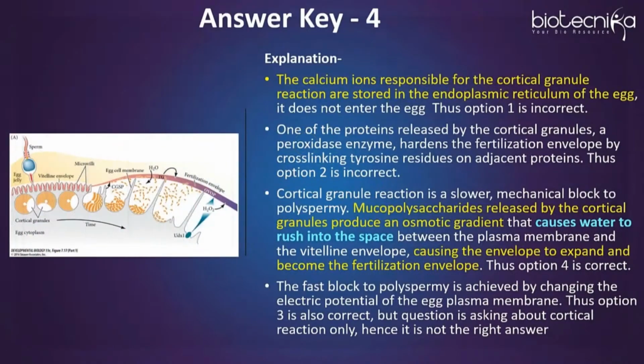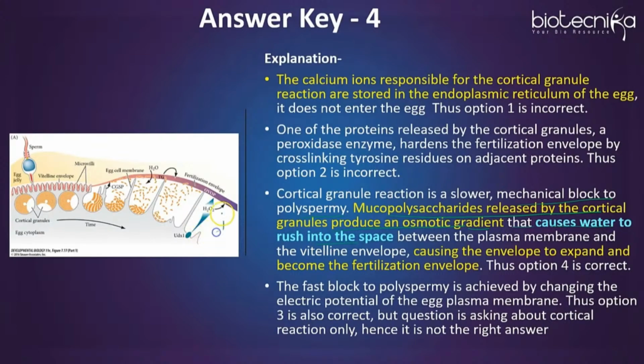Calcium ions are responsible for the cortical granule reaction and are stored in the endoplasmic reticulum of the egg. It does not enter the egg. And you can see here from the cortical reactions some peroxides are released. Initially the vitelline envelope was a thin layer, and now you can see it has converted into a hard fertilization envelope. Cortical granule reaction is a slower mechanical block to polyspermy, and mucopolysaccharide released by the cortical granule produces an osmotic gradient that causes water to rush into the space.